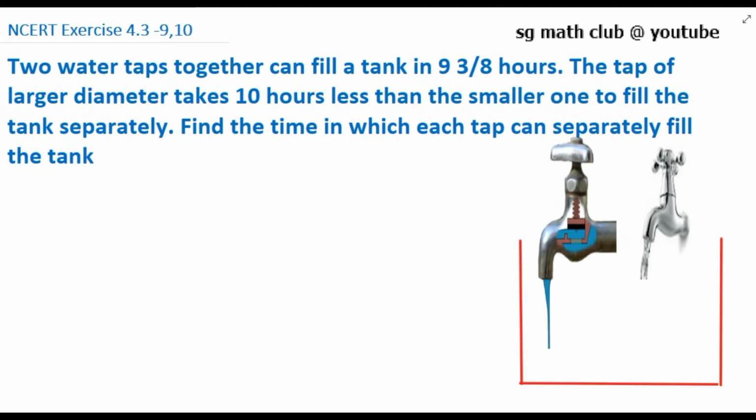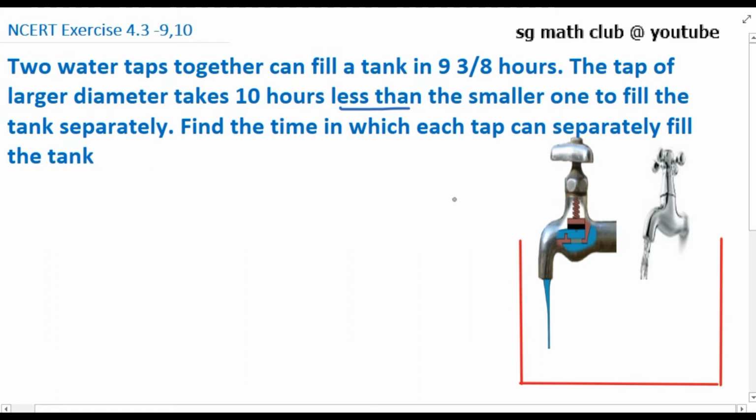The first question is, two water taps together can fill a tank in 9 3/8 hours. The tap of the larger diameter takes 10 hours less than the smaller one to fill the tank separately. Find the time in which each tap can separately fill the tank.